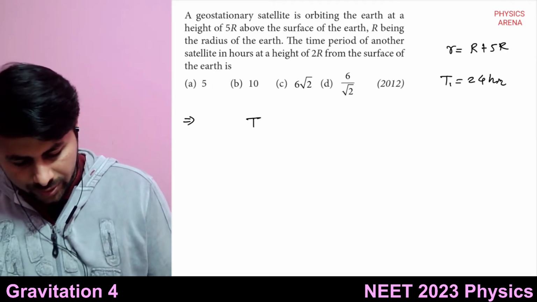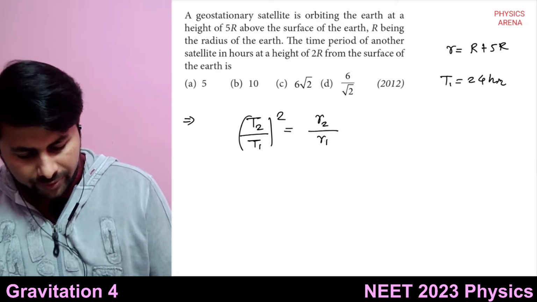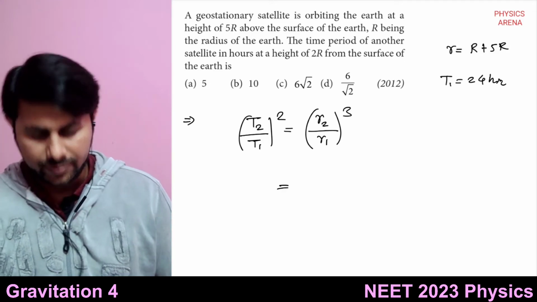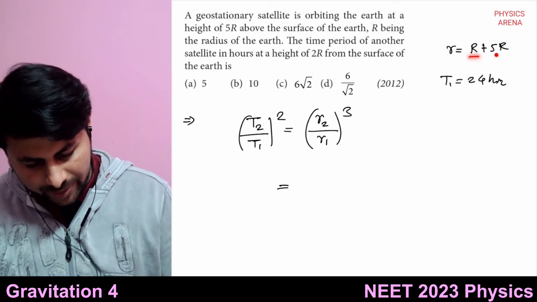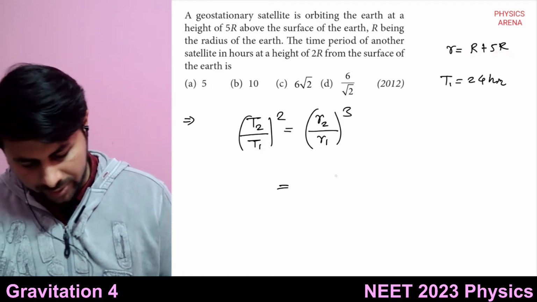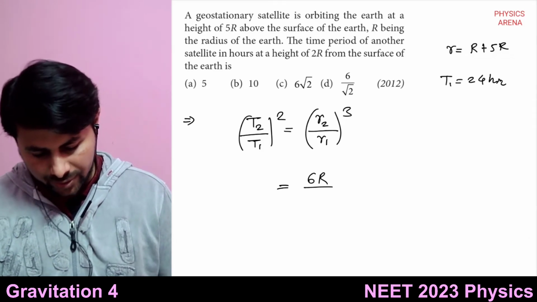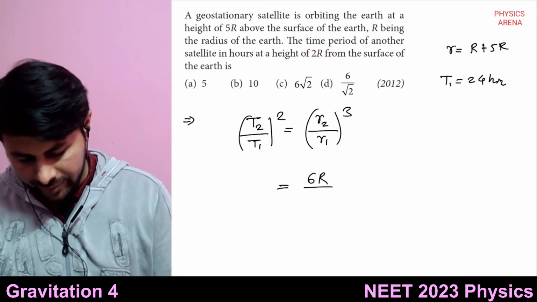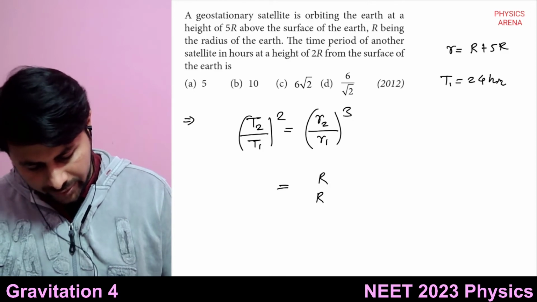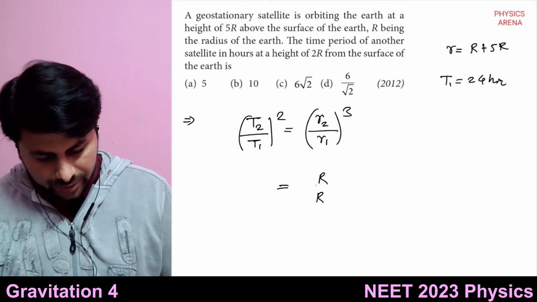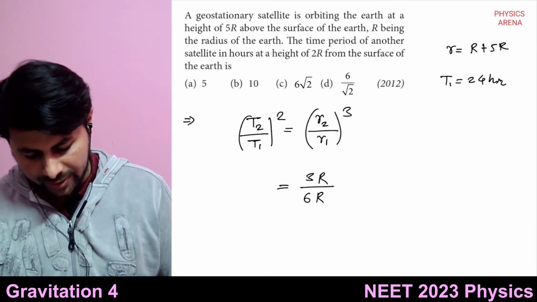Okay, so we can say T2 upon T1 whole squared is equal to R2 upon R1 whole cubed. Okay, so R2 is equal to what? It is R plus 5R because height is 5R. So it is 6R. And R1 is how much? It is R plus 2R because height is 2R. Okay, so it is 3R. Actually the other way around, because R2 is, okay, R2 is 3R and R1 is 6R.